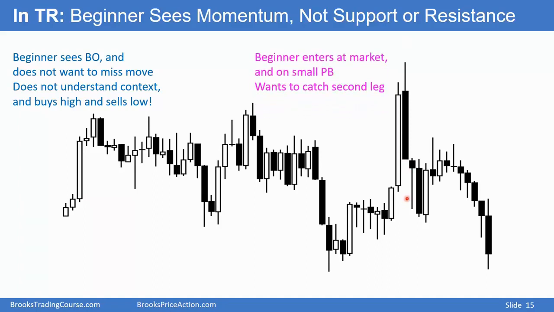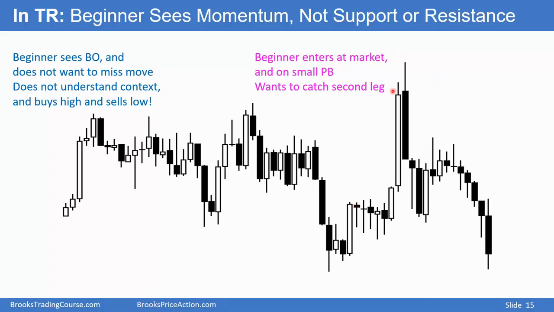But it happens all the time. Beginners are always selling low, betting on a successful bear breakout, and beginners are also always buying high, betting on successful bull breakouts. They're always expecting these strong bars to be followed by a second leg. But in a trading range, this is the second leg, and they get trapped.